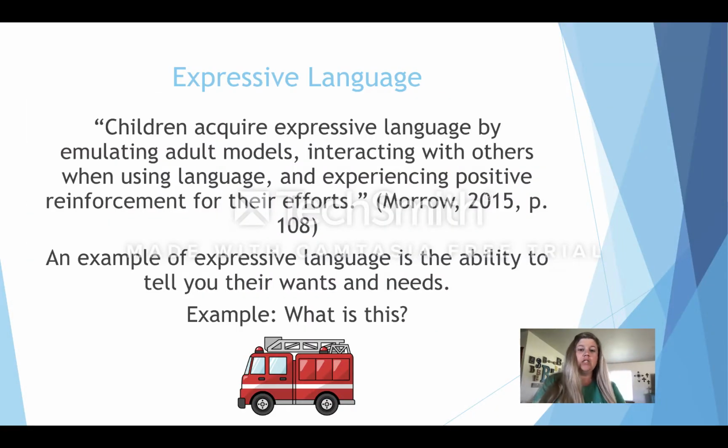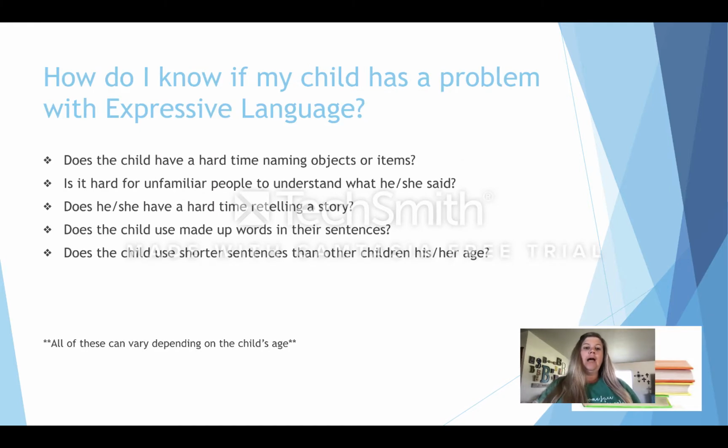Expressive language. Children acquire expressive language by emulating adult models, interacting with others when using language, and experiencing positive reinforcement for their efforts. An example of expressive language is the ability to tell their wants and needs. In our assessment, we will ask the children to identify a picture that's by itself. We would just ask, what is this? We want the child to be able to form that word on their own and be able to say it's a fire truck.